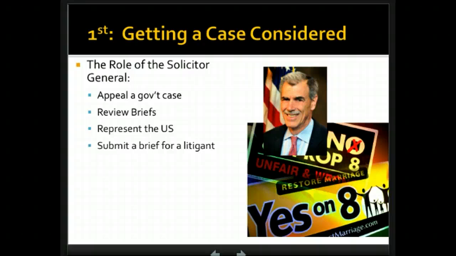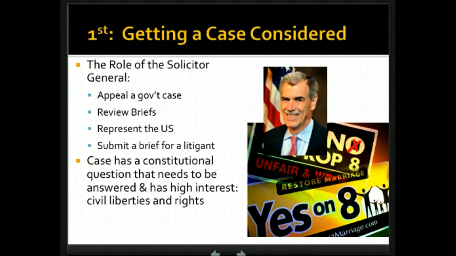Ultimately, the Supreme Court decides very few cases, and that's the beauty of appellate jurisdiction. Like original jurisdiction, you don't have a choice of what case you consider, but in appellate, you get to pick and choose. The Supreme Court is going to choose cases that have constitutional questions that need to be answered, or cases that have had a high interest, like a case dealing with civil liberties or civil rights. Like same-sex marriage has a constitutional question. Is banning same-sex marriage a violation of that couple's right to 14th Amendment equal protection?